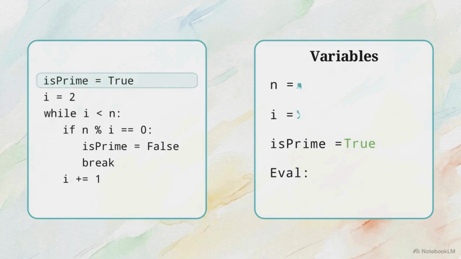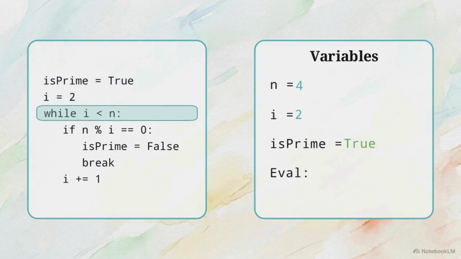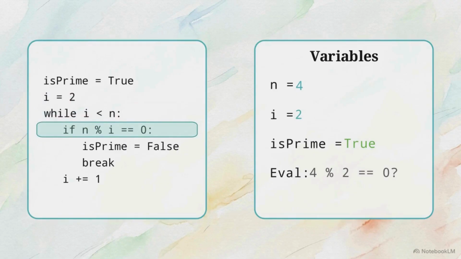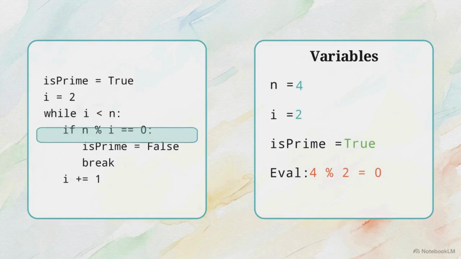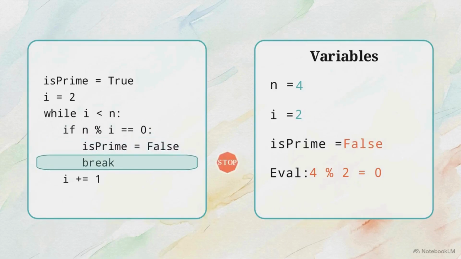Let's test a non-prime number. We set n to 4 and reset our loop variable to 2. On the very first iteration, we run 4 modulo 2. This divides perfectly, resulting in a remainder of exactly 0. That 0 remainder triggers the next line of code. The isPrime flag flips to false, and the break command immediately stops the loop.